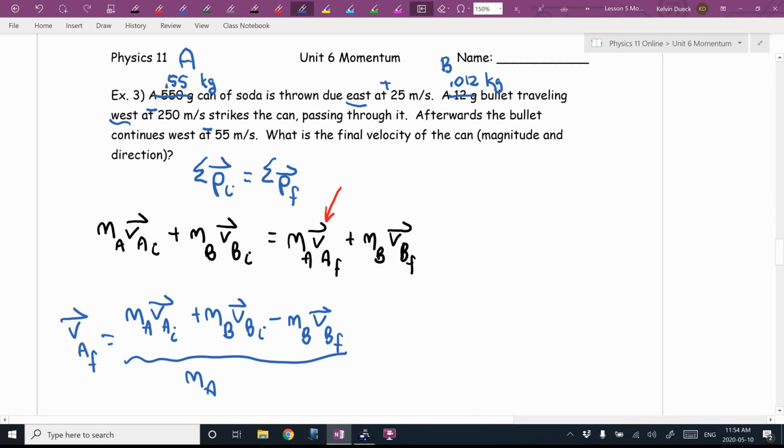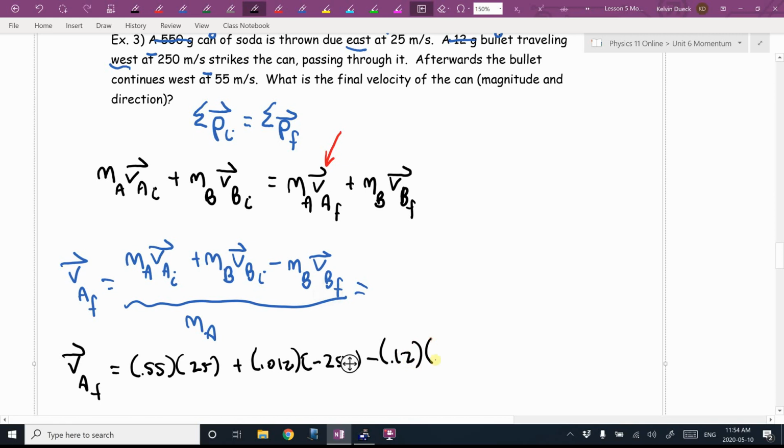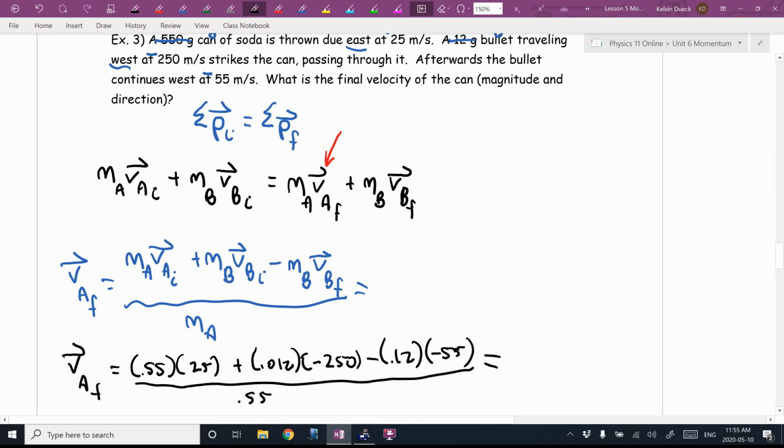Here we go. Now I'll just be really careful with directions. And I already converted my masses, so I don't have to worry about grams or anything like that. Mass A, 0.55. Velocity A, positive 25. You know, I think I'm going to need a little bit more room. Let's do it on the next line. Here we go. Mass A, 0.55. Velocity A, positive 25, plus mass B, 0.012. Velocity of B, negative 250. And then there's a minus mass of B again, and negative 55 all over 0.55.